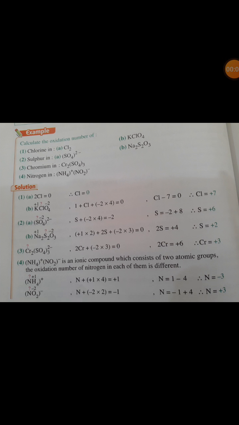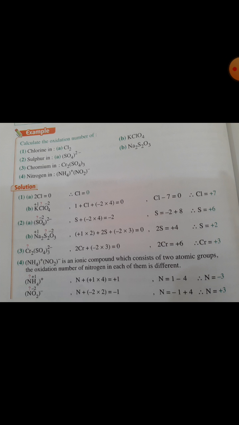Now, let's have a practice to calculate the oxidation number of the following. Look, number 1A, for chlorine, we said that the oxidation number of any element equals 0. Now, what about the chlorine inside this compound? Here, we're gonna write a mathematical equation that equals 0 and calculate here the oxidation number of chlorine as X.